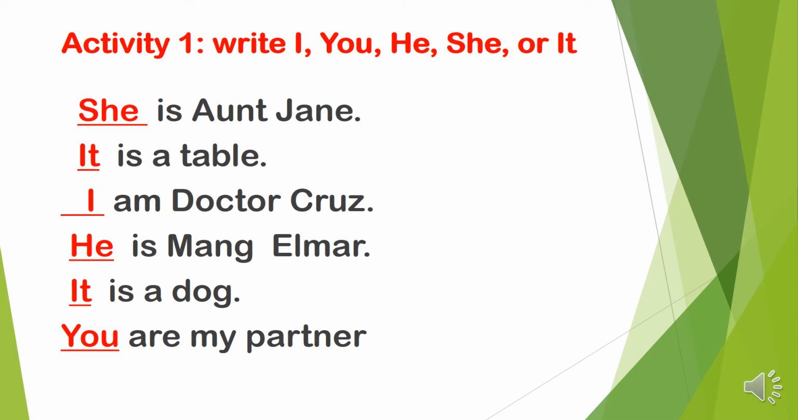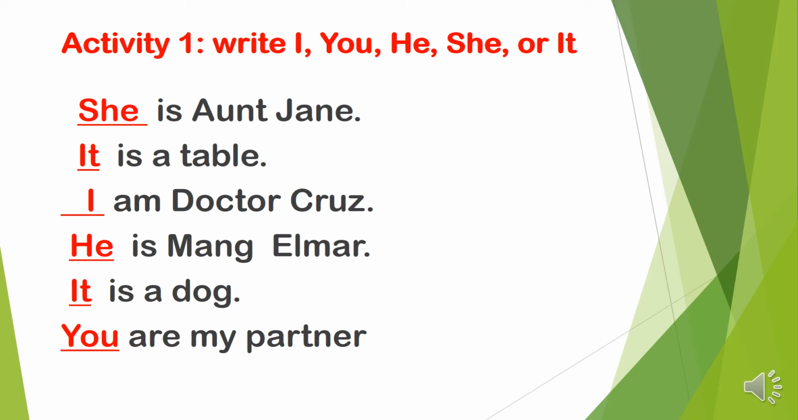Our activity goes like this, class. Remember, we will give you 5 minutes to think of your answer. The choices are I, you, he, she, or it, meaning these are the personal pronouns that you are going to apply in the following sentences. For example, the first one is: blank is Aunt Jane. Why do I choose she? I underline it and emphasize it in red so that it's easier for you to see the right answer. I choose she because Aunt Jane refers to a girl or a woman, and that is the most appropriate personal pronoun to use.